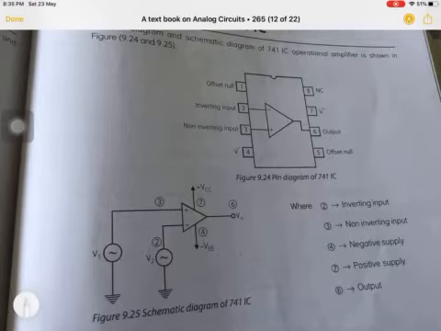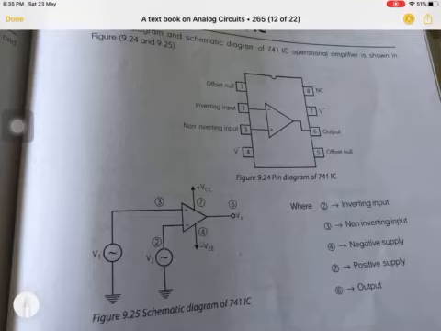This is the pin configuration of the 741 IC. The 741 IC is the oldest op-amp IC that was used. It is also currently being used, but in practical purposes it is generally not preferred. The reason is it has only a single op-amp, whereas there are ICs with multiple op-amps in a single IC, for example LM324 and ULN ICs.